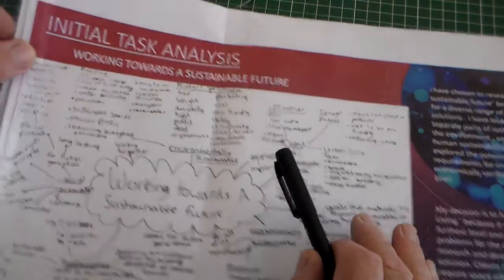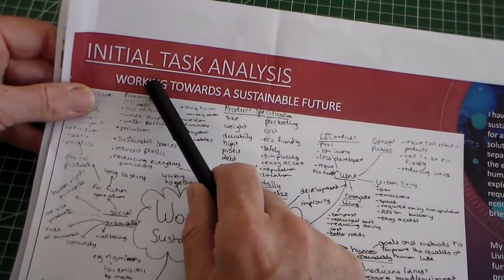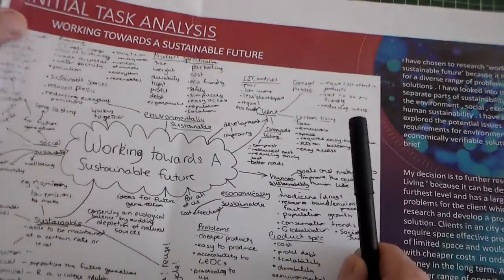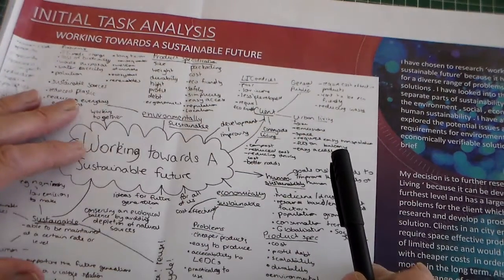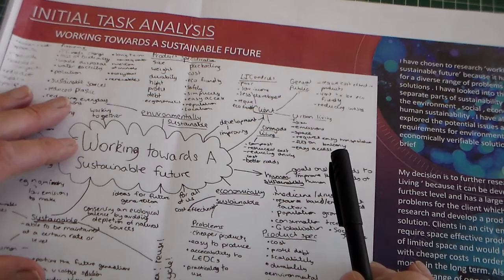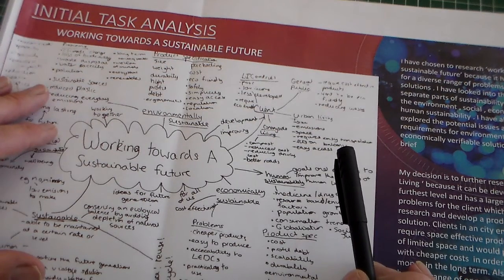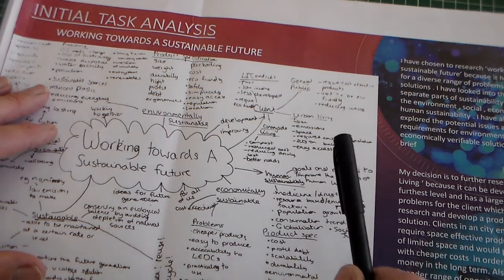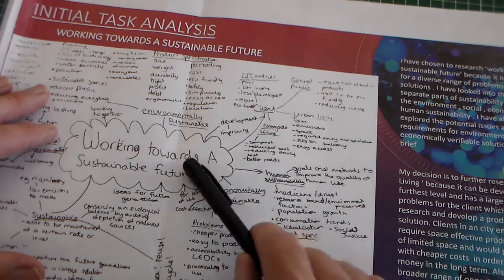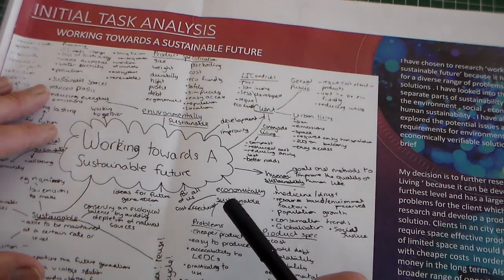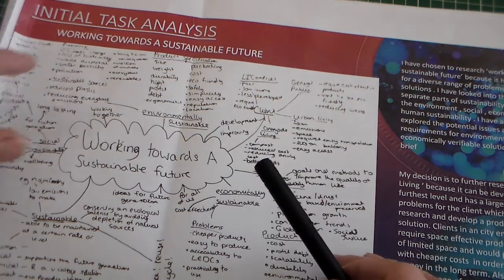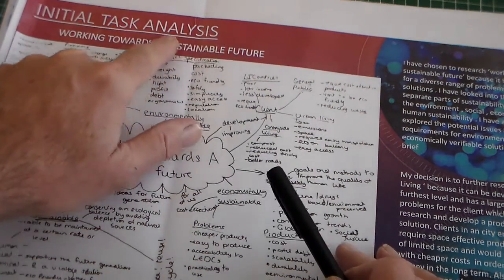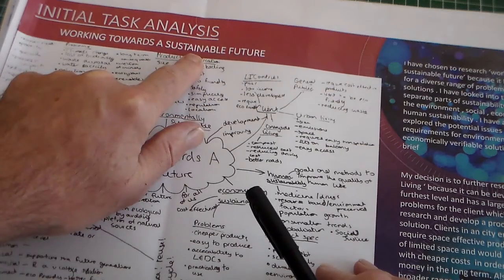So this is sheet 1, and we're calling this sheet the initial task analysis. So in this sheet the exam board is asking you for a really broad brush approach to looking at whatever of the challenges that you've chosen. So this one here is working towards a sustainable future. I think this might have been from last year. So we've got initial task analysis, working towards a sustainable future.